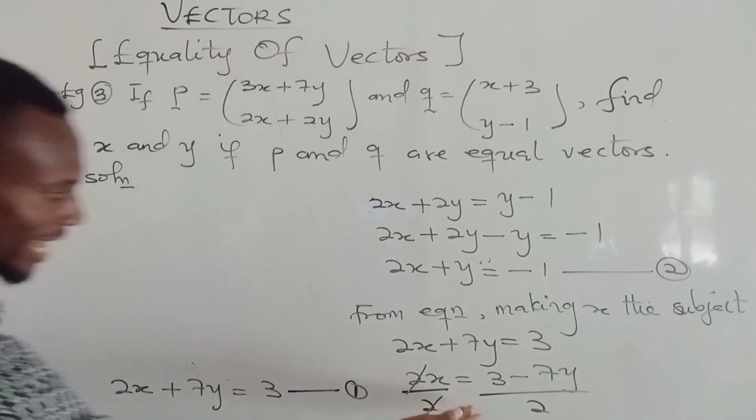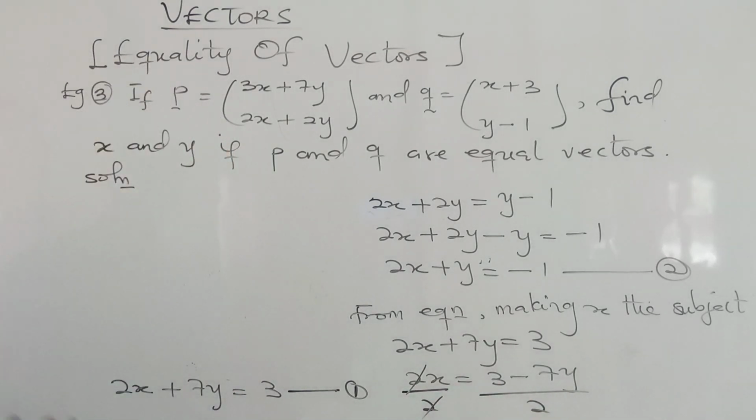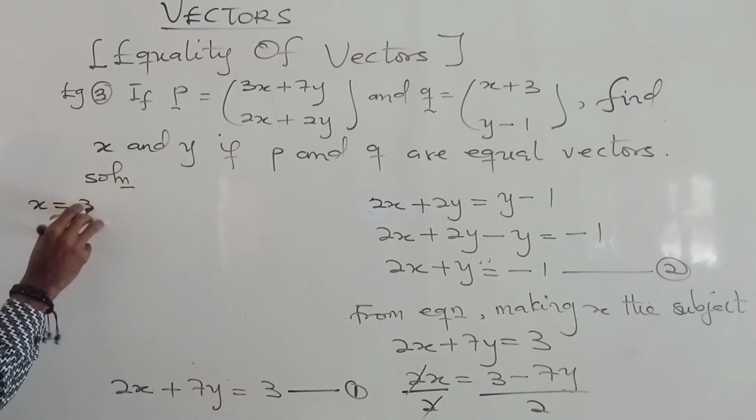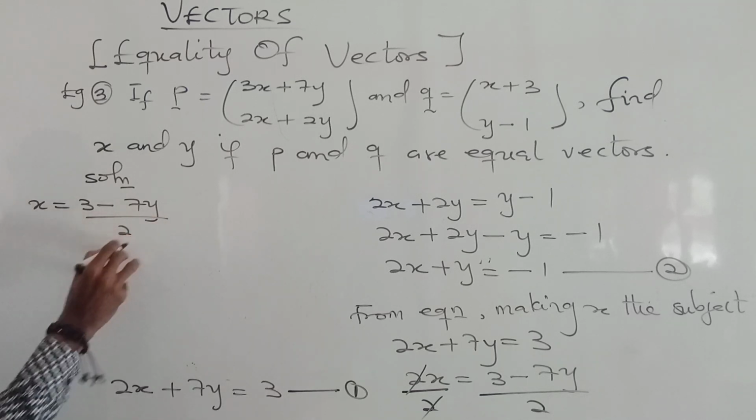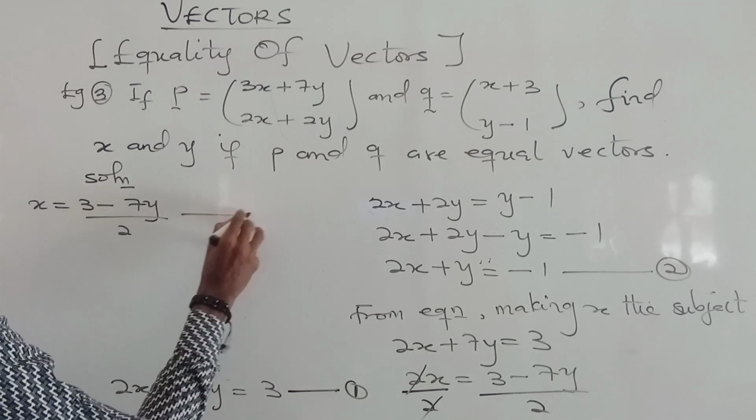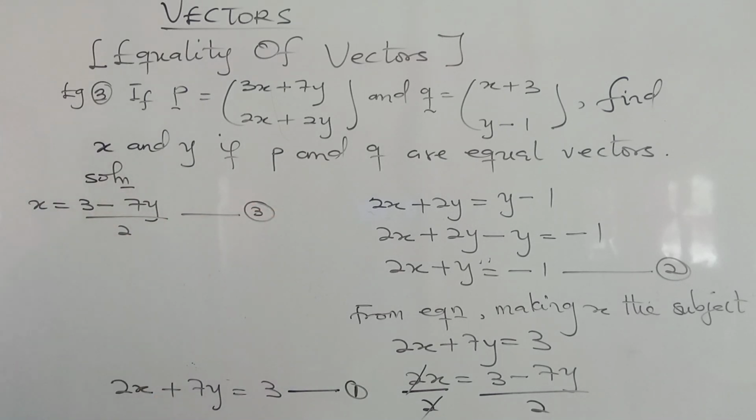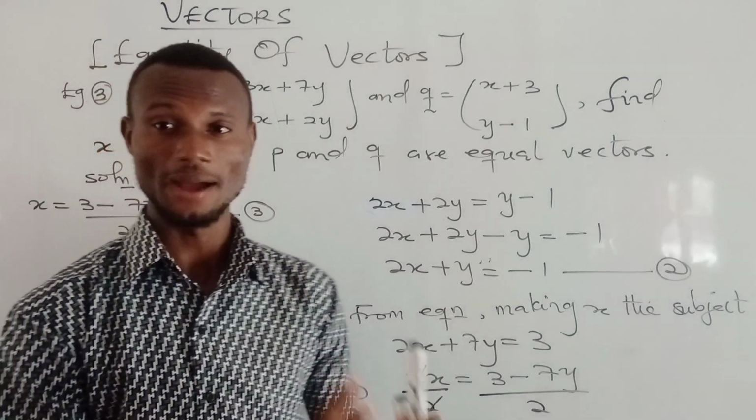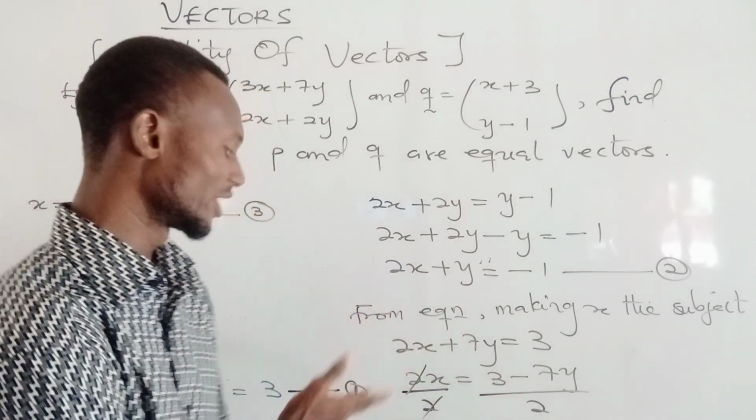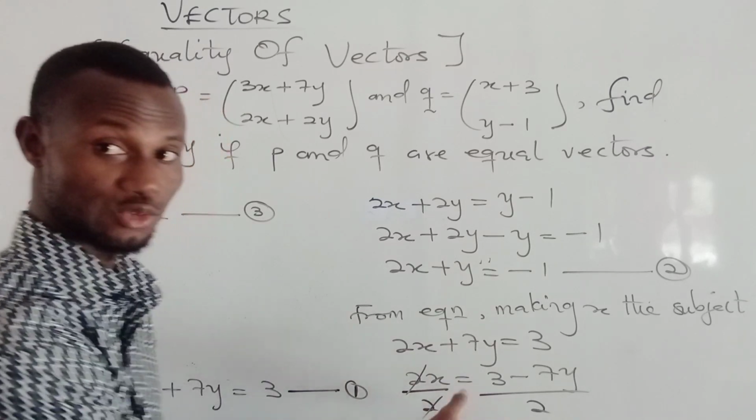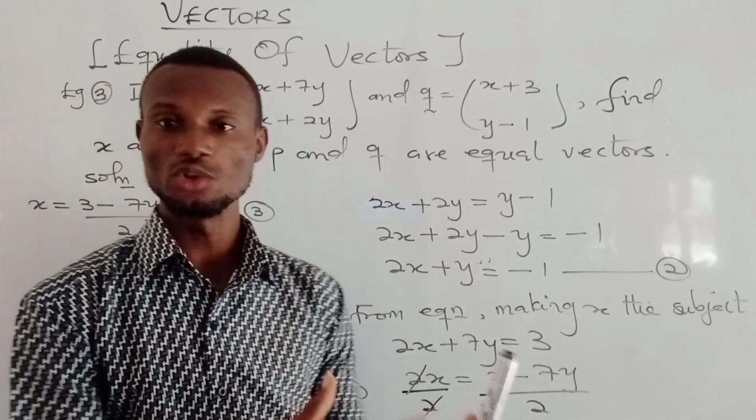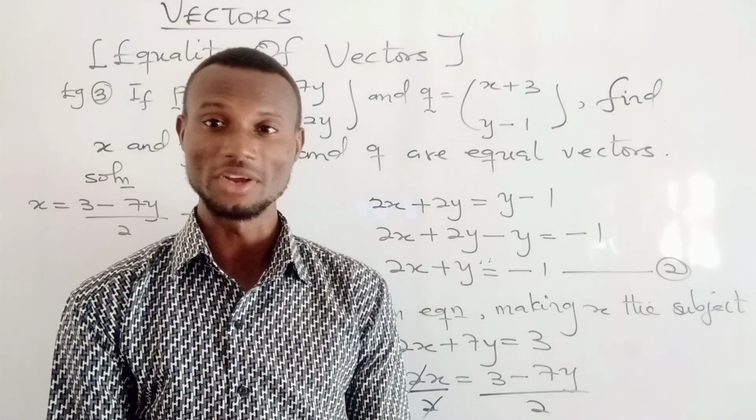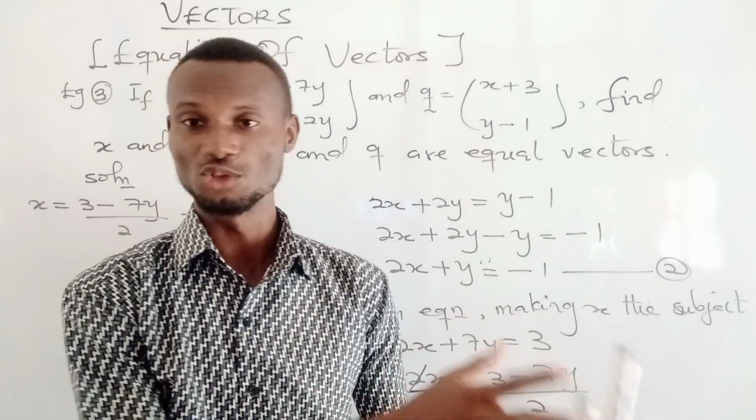So now from here I have my S equals to this. So let me write it down. I have that my S equals to (3 minus 7Y) all over 2. And now I will name this one as equation 3. I hope you understand up to this point. So from the equation 1, we've made S the subject, which is giving us this, and you name it equation 3. Now what we do is that we go and substitute the equation 3 into equation 2.